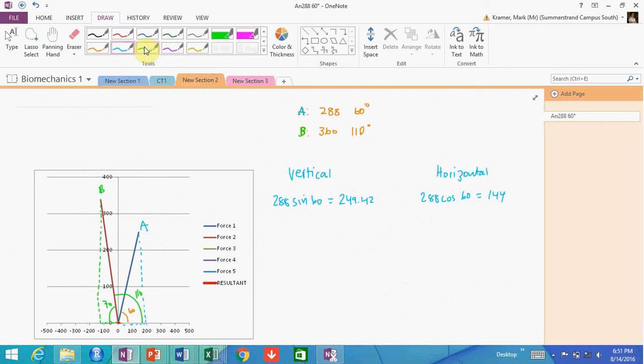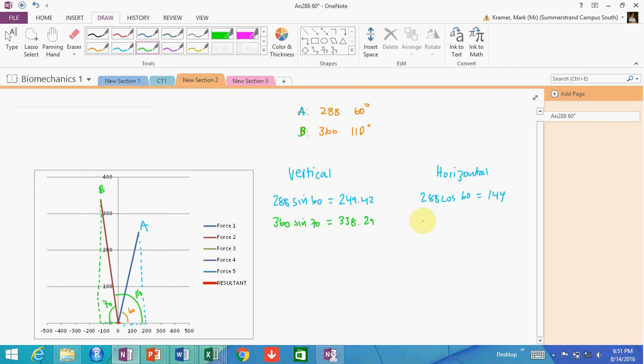Good. Then I'll do the same thing with vector B. It's 360 times the sine of 70, which is equal to 338.29.